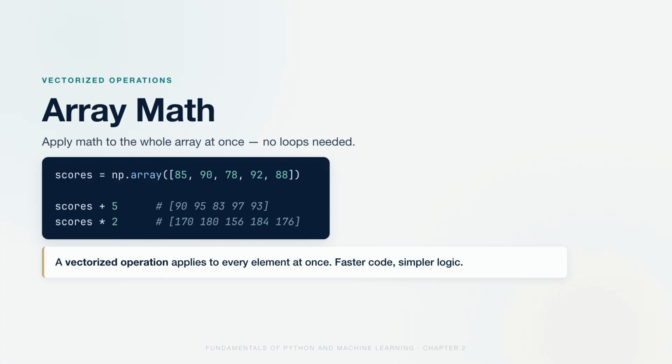NumPy also provides useful mathematical functions. We can use mean to calculate the average, max to find the highest value, min to find the lowest value, and sum to add all values together. These operations are very useful in data analysis. Before training a machine learning model, we often need to understand the basic statistics of our data.